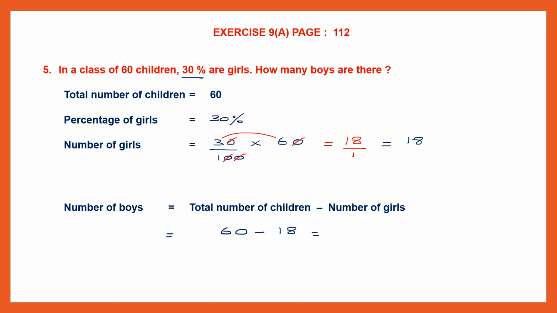So let's minus this. 60 minus 18. Now here borrow. 10 minus 8 is 2, 5 minus 1 is 4, so we have 42. So what have we found? We have found the number of boys and the number of boys is 42. So this is our answer. Number of boys is 42.